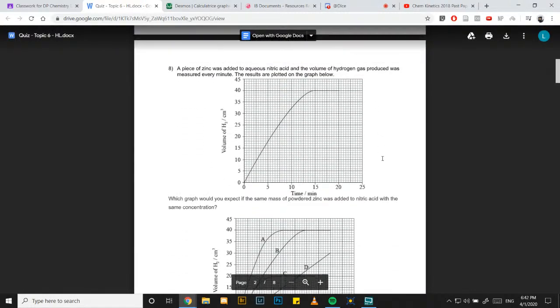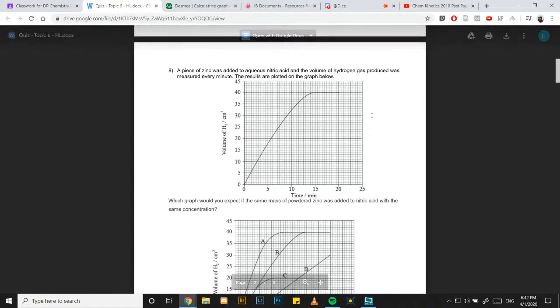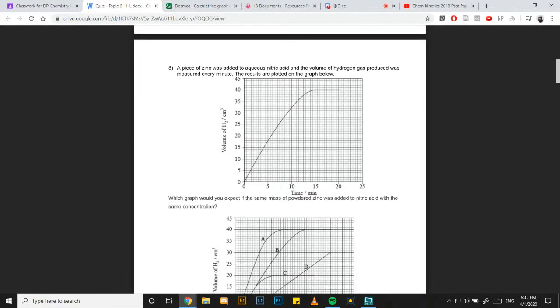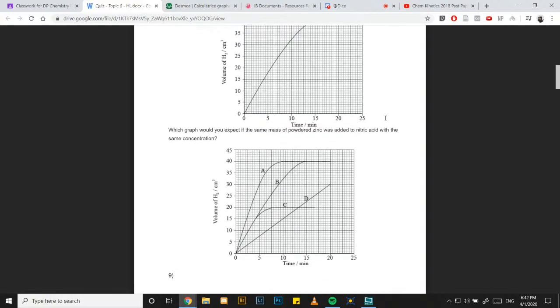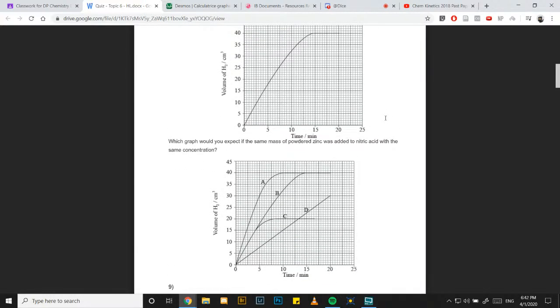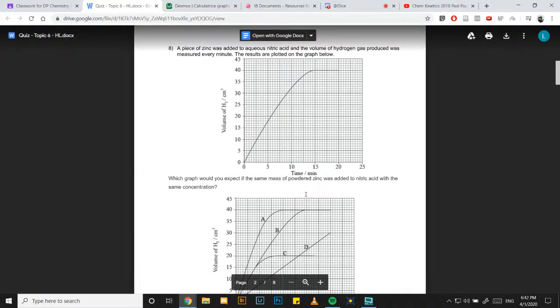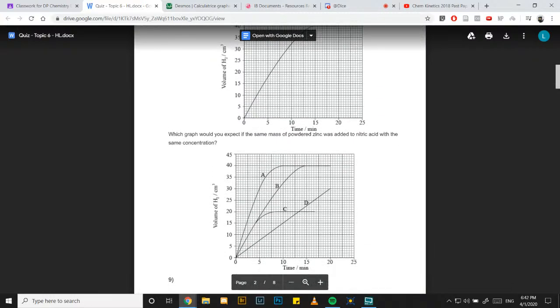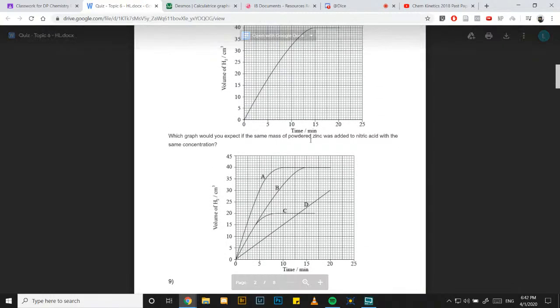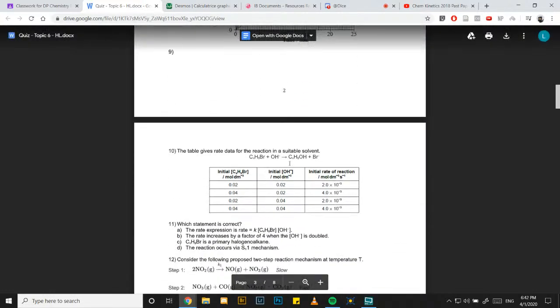8, a piece of zinc was added to aqueous nitric acid, and the volume of hydrogen gas produced was measured every minute. Results are plotted on the graph below. Which graph would you expect if the same mass of powdered zinc was added to nitric acid with the same concentration? When you powder the zinc, that's the key part: here's a piece, and here's the powder. A powder means that you have a higher surface area because you have a lot more particles. And the fact that you have a higher surface area means that the reaction rate is increased significantly, which means that the same maximum peak will be reached because it's the exact same mass. However, it'll be a lot faster, and that's why it's going to be option A.